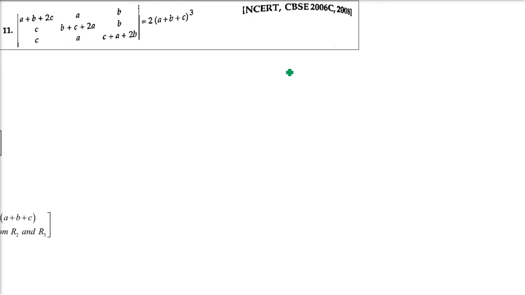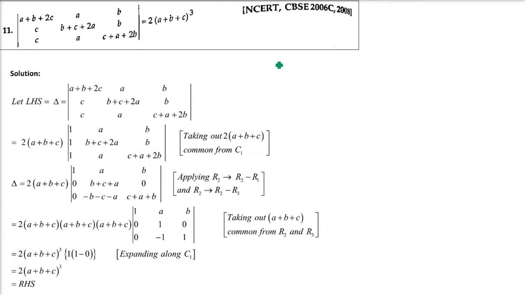This is an NCERT question, and this has come various times. So let us make it quite easier, because the main thing is you want maximum ones and maximum zeros. If you see here, this is A plus B plus 2C, and if you add these, what do you get? A and B. So you get 2A plus 2B plus 2C, right? 2A plus 2B plus 2C, and this you can do with all of it.